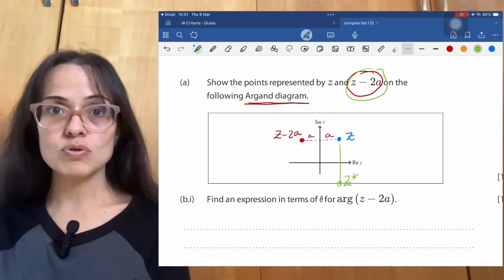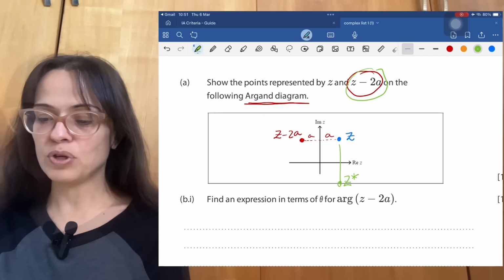But we should also use that at this point to make the observation that the z star is z minus 2b. It's the same logic as the other one. But anyway, this has nothing to do with the question.